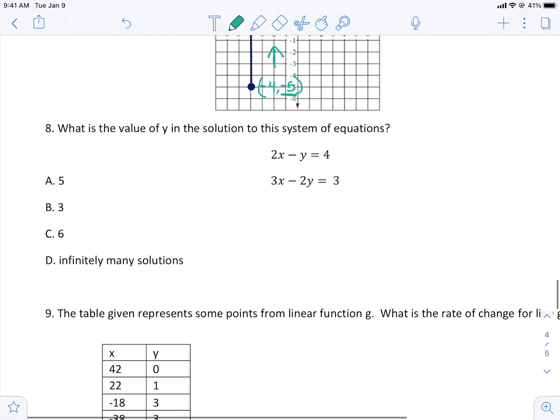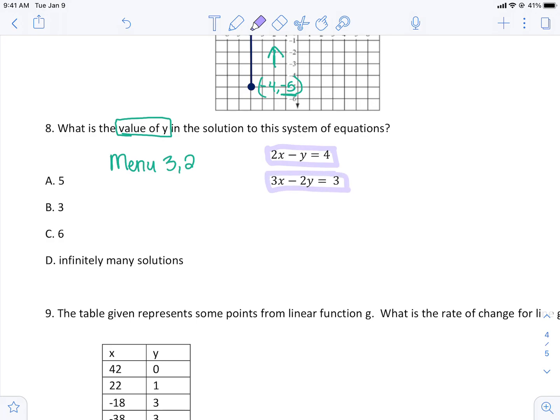Okay. Now, the next one, what is the Y value in the solution to this system of equations? Be careful because it says what is the value of Y. We want the Y value. So we're going to use our calculator, and we're going to do menu 3, 2. And then we're going to type in our equation. This one's going to go in the first box that comes up. This will go in the second box that comes up.